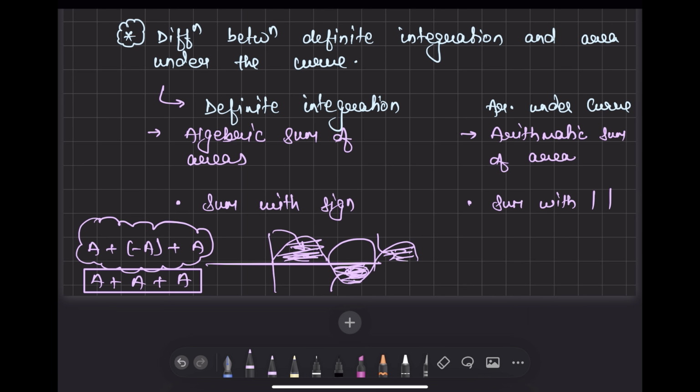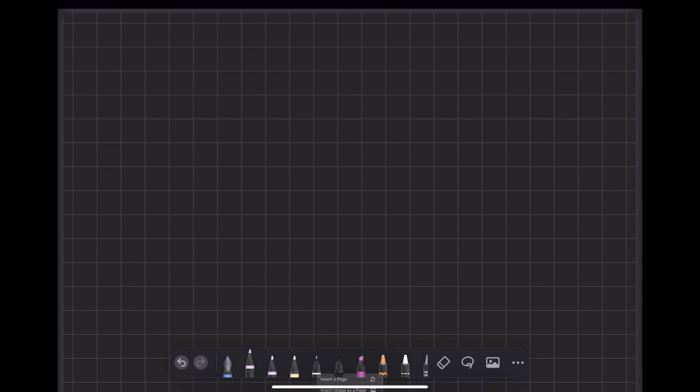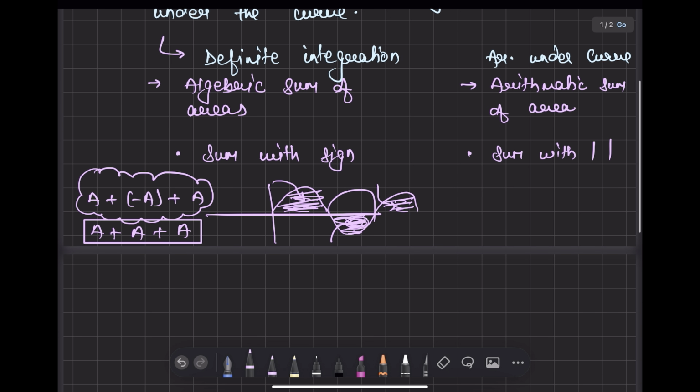Okay. So in definite integration, you will be getting area under the curve. In area under the curve also you will be getting area under the curve, but in area under the curve you will be getting the arithmetic sum of all the areas.